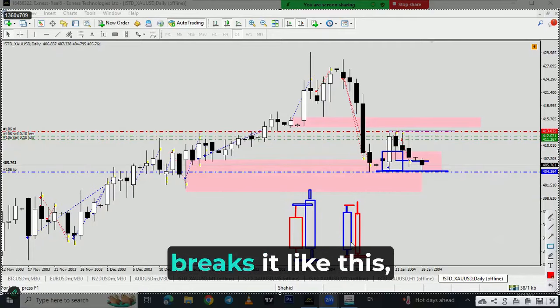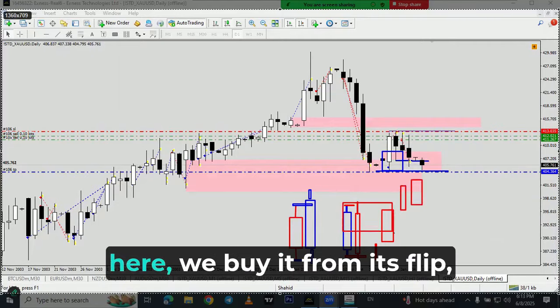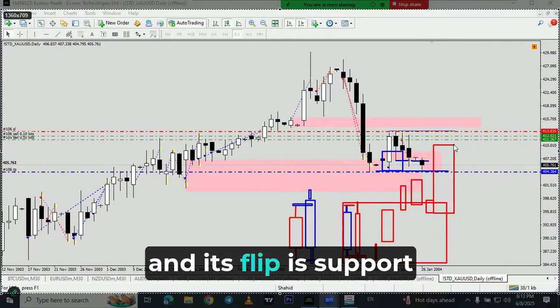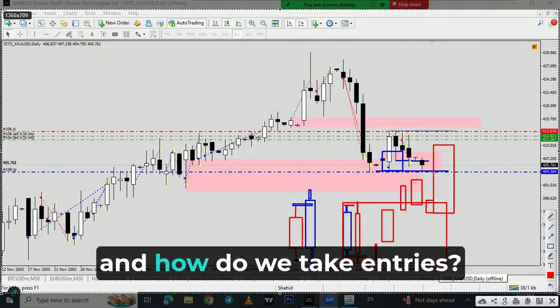And then if the market breaks it like this, and when it comes to test it here, we buy it from its flip, and its flip is support and resistance, resistance and support. The same method works here. And how do we take entries?